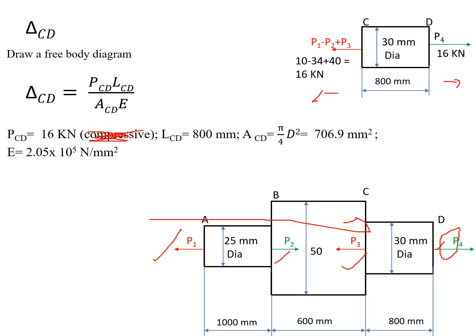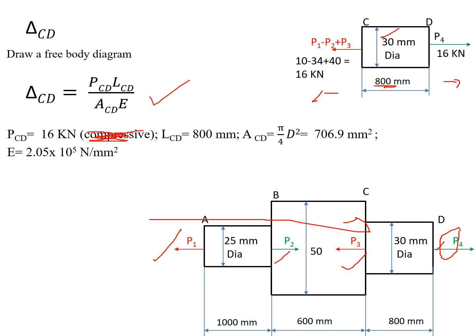Just observe the diagram; we will get the length of the CD section as 800 mm. And the cross section area of the CD section is pi by 4 d square. Here d is given, 30 mm. So the cross section area of the CD section is pi by 4 into 30 square, which is nearly 706.9 mm square. And the Young's modulus of the CD section given in the data is 2.05 into 10 to the power 5 Newton per mm square. So we substitute all these values in the equation of delta CD.